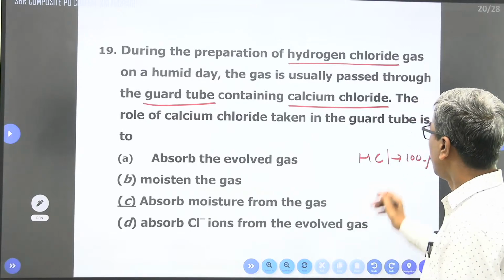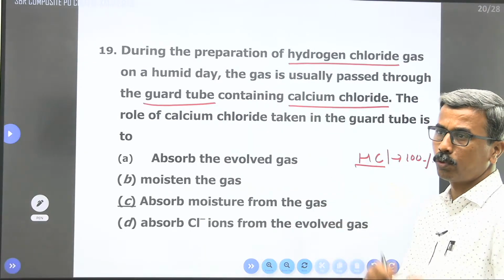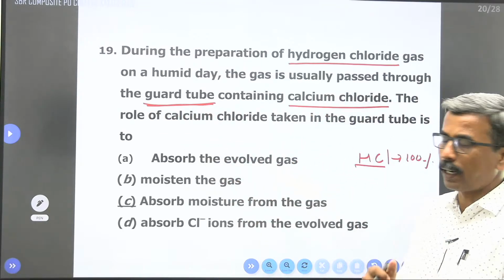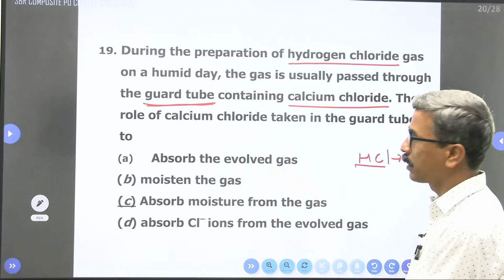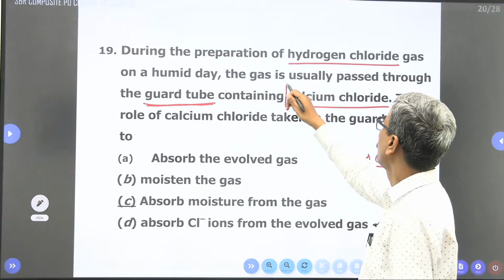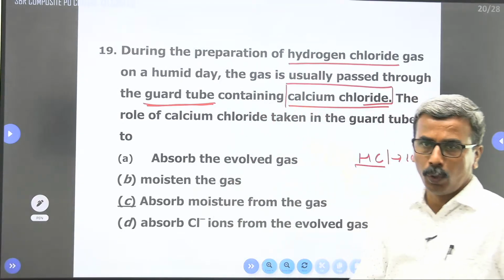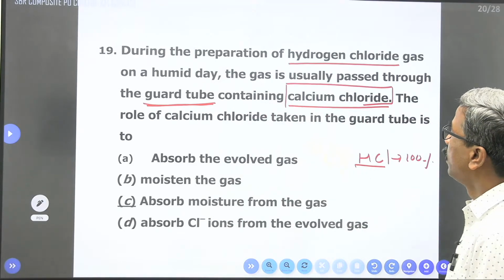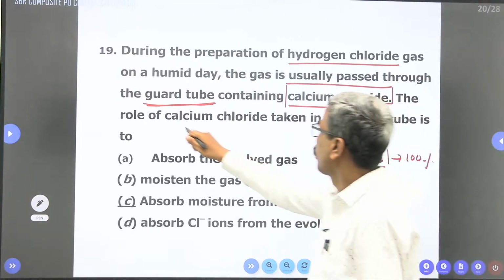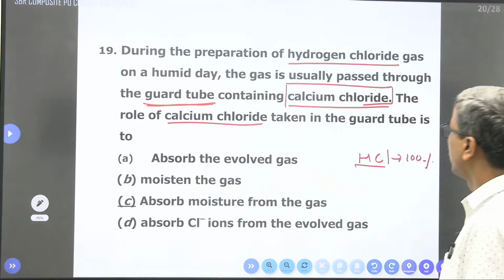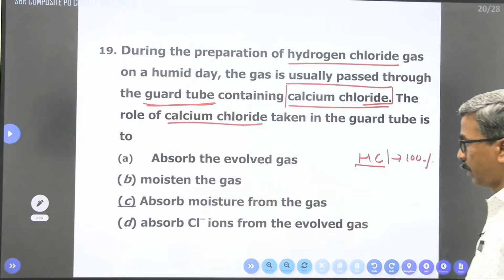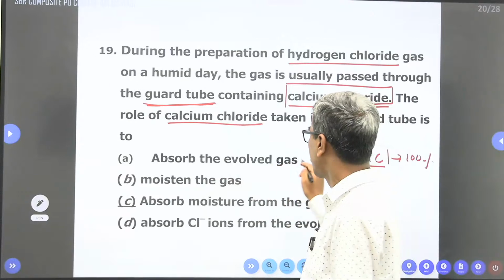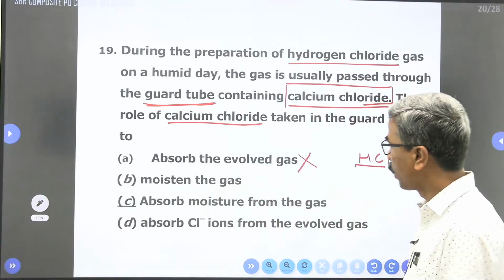In that case, this HCl will take that moisture. To avoid that, they use a glass tube filled with calcium chloride. The role of this calcium chloride is that it absorbs whatever moisture is present in the environment. So you can see, the role of calcium chloride they're asking is that it will absorb moisture present in the environment. Among the given options, absorb HCl gas cannot be, since it cannot absorb HCl gas.